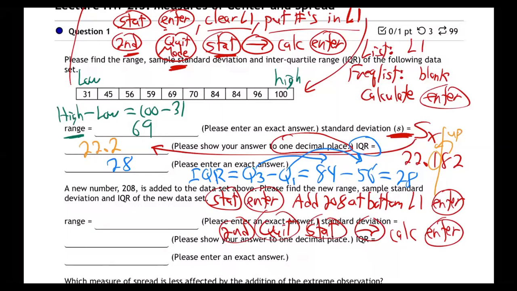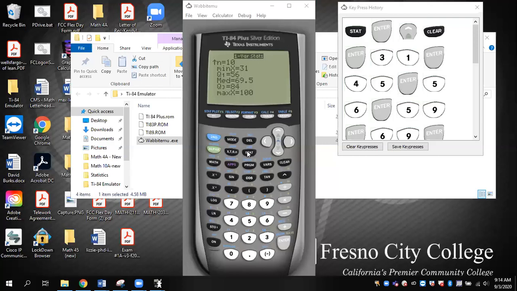Let me show you. Let me go back and I'll do it right now with you. All right, so I'm going back into the stat mode, edit, and then I'm going to go to the very bottom of my L1 list. And I'm going to add the extra number, the 208. There it is. Hit enter. Don't forget to hit enter. You have to enter the data. There we go. Now I just go second quit.